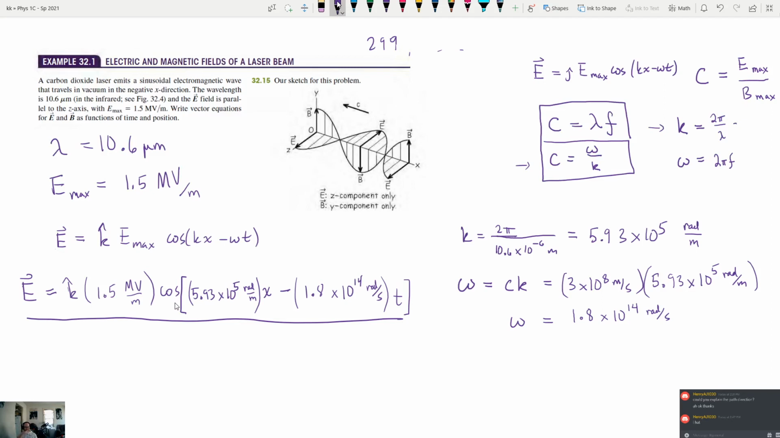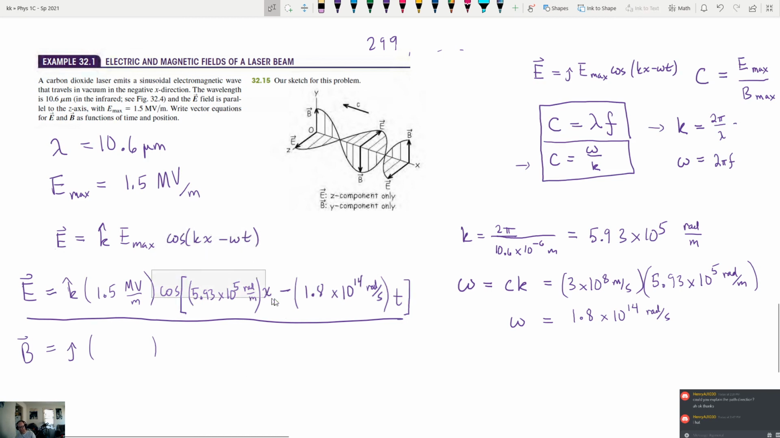Any questions? We want to find the vector equations for E and B as a function of time and position. So if we want the magnetic field, it's oscillating in the y direction, right? So we're going to need to put a j hat in here. We also need to know the maximum value of the magnetic field, but the rest of the equation is exactly the same, because the magnetic and electric waves are in phase with each other.